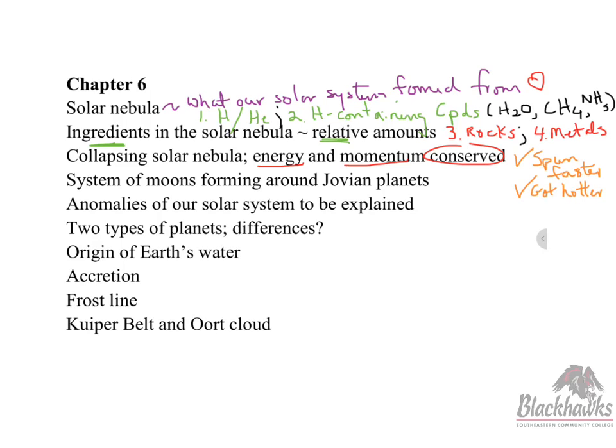So here, with regard to collapsing solar nebula, I put in orange here, because we talked earlier, if something collapses like this and it's spinning, just like a skater, it's going to spin faster. So that's what our solar nebula did. And then the other thing we talked about in, I think it was chapter 4, was when something goes from being large to being small, it's converting gravitational potential energy to thermal energy. So it becomes warmer. So it goes faster and got warmer.